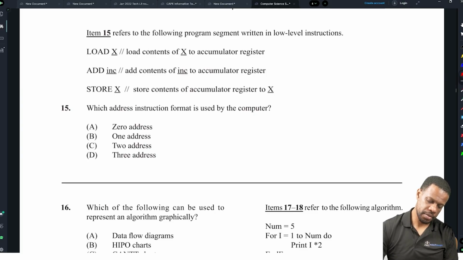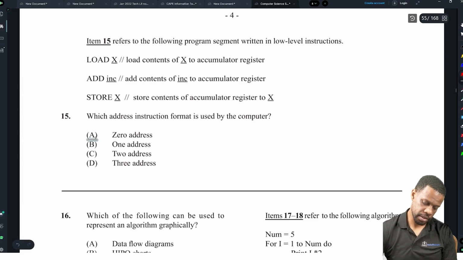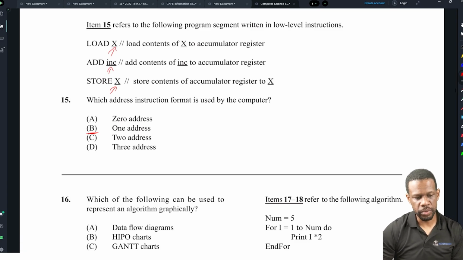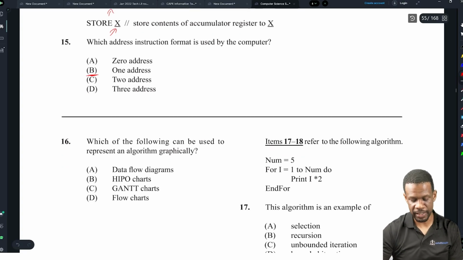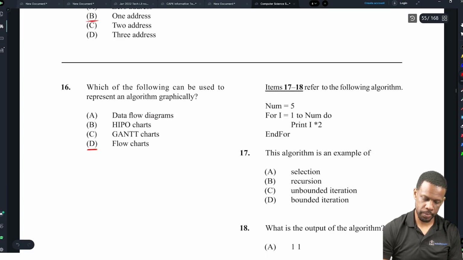Which address format is used? This is definitely one address. Why did I underline 0 address? One address, because it only has one address for each one of them. And one address basically uses one register and the accumulator. The accumulator is like a one-stop shop to hold all the temporary values or something like that. Which of the following can be used to represent an algorithm graphically? Flowchart. Yeah, detailed flow diagrams represent more processes than anything.